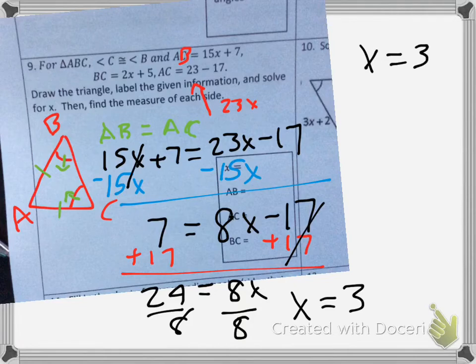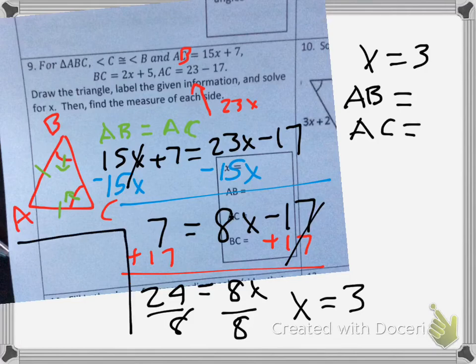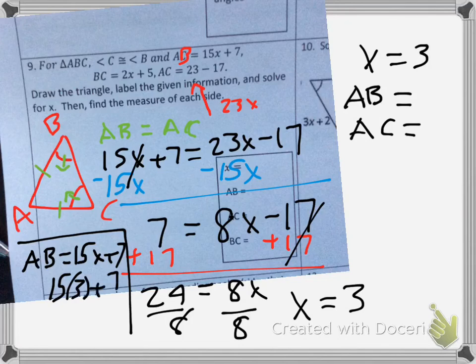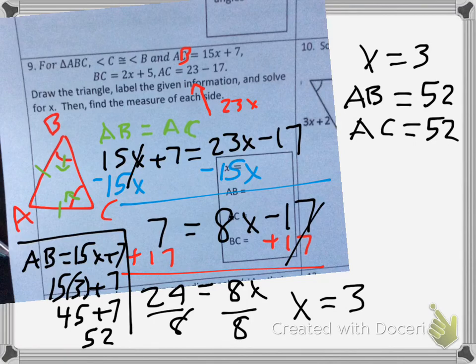If we had to find the side length of AB and AC, those should be exactly the same, so I could choose which side I want to plug it into, AB or AC. I'm actually going to choose to plug it in for AB. So AB is equal to, I'm going to do it here in the left-hand corner, AB is equal to 15x plus 7. So if I plug in 3 for x, I would have 15 times 3, which is 45, plus 7, which is 52. So if AB was 52, then AC has to also be 52 because they were the same.